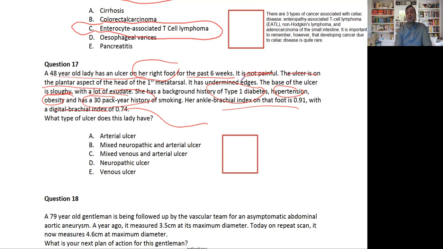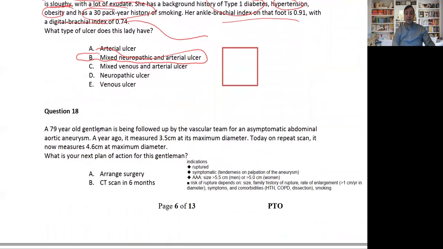So what type of ulcer does this lady have? This is a mixed type of ulcer, I think neuropathic with arterial ulcer. Is it arterial ulcer alone? I think this is not arterial ulcer alone. Mixed neuropathic and arterial, I think this is the most appropriate. Mixed venous and arterial ulcer, I think it's unlikely. Neuropathic alone is unlikely. Venous ulcer alone is unlikely. So it is a mixed neuropathic and arterial ulcer.